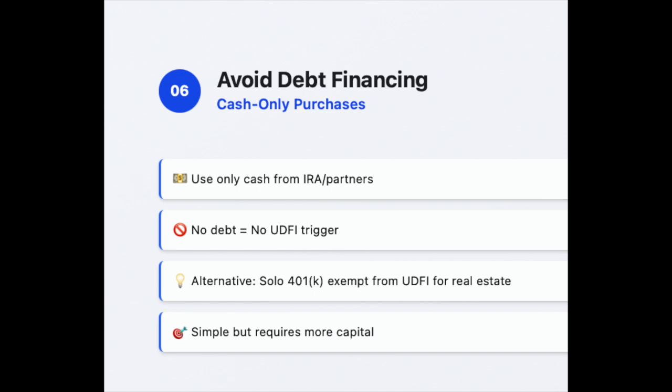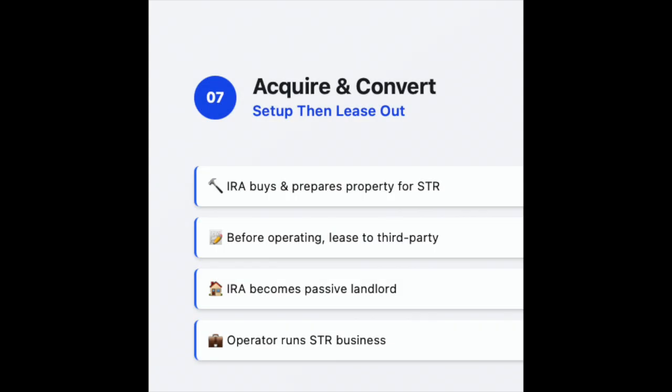Yeah. Didn't the source mention an alternative if you have to use debt? It did. And this is a really interesting point for people who might have different retirement account options. The source specifically notes that a solo 401k. For self-employed folks or small business owners? Right. A solo 401k is explicitly exempt from the UDFI rules when the debt is used for real estate. Really? Exempt for real estate debt. That's a huge difference compared to an IRA. So if you're eligible for a solo 401k and you anticipate needing financing, that could be a much better vehicle for this type of investment, specifically to avoid UDFI. Wow, okay. That's a game changer depending on your account type. Huge detail. All right, what's the last workaround?